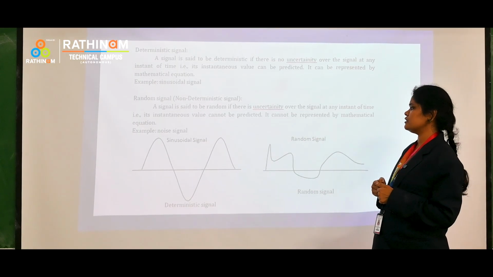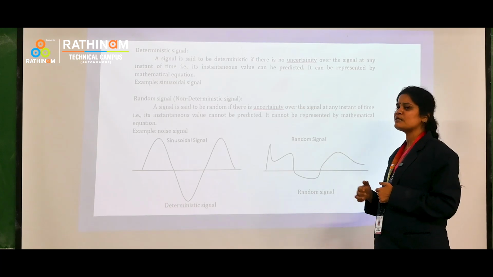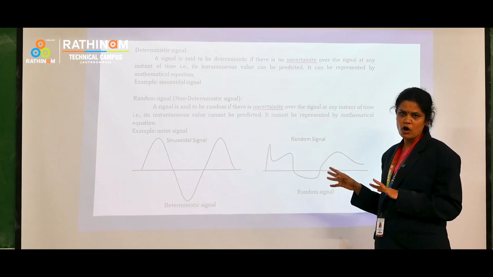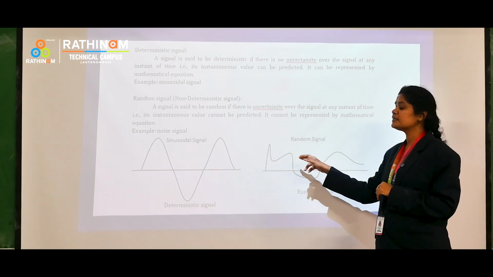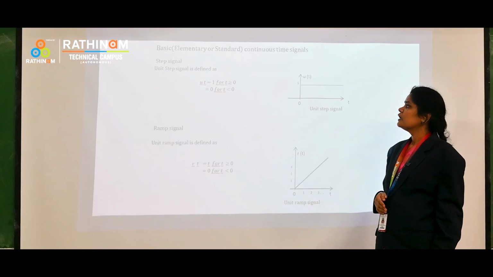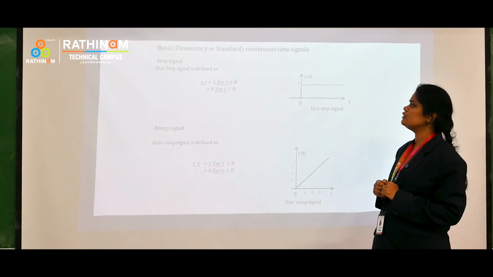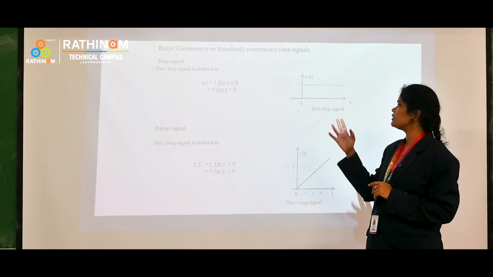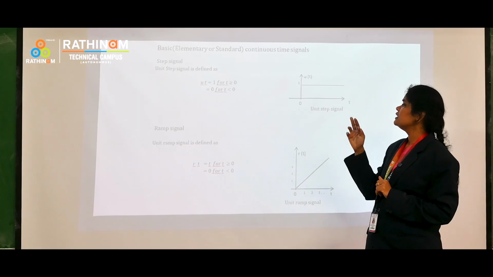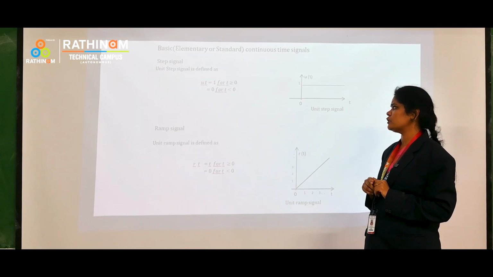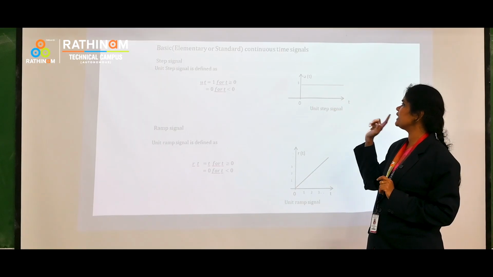So an example of a sinusoidal signal is given, and this is a random signal which contains no information or uncertainty in the time intervals. These are the basic continuous time elementary signals. First one is the unit step signal, which is given by u of t is equal to 1 only for t greater than or equal to 0.